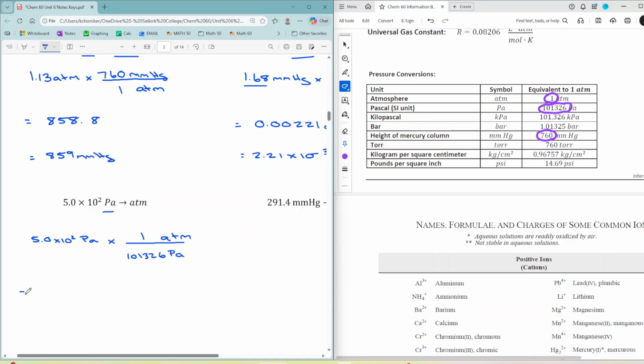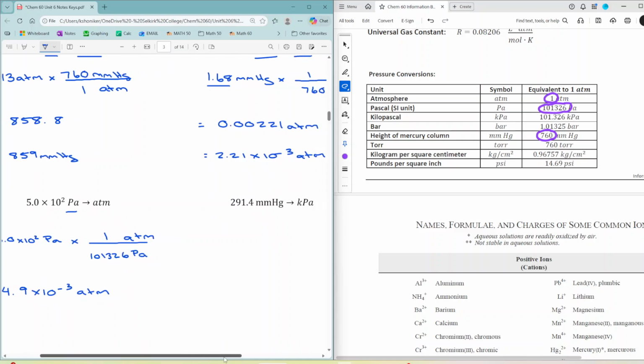So then I'm going to type into my calculator 5 EXP or EE or whatever button you want to hit there, 2 divided by 101,326, which is going to give me 4.9 times 10 to the negative 3 atmospheres, right? Or 0.0049, whatever floats your boat.